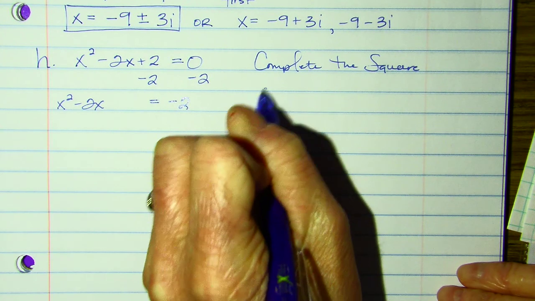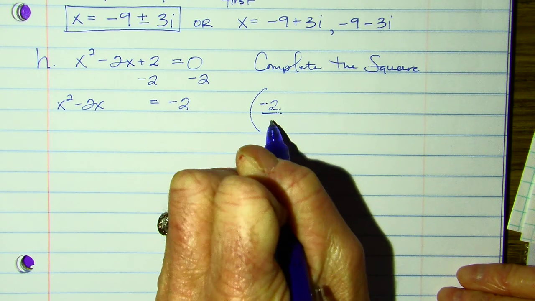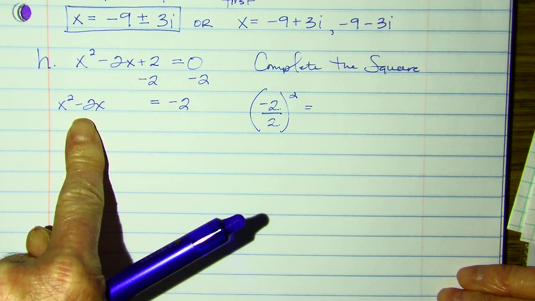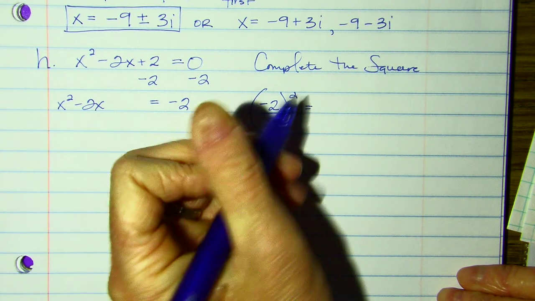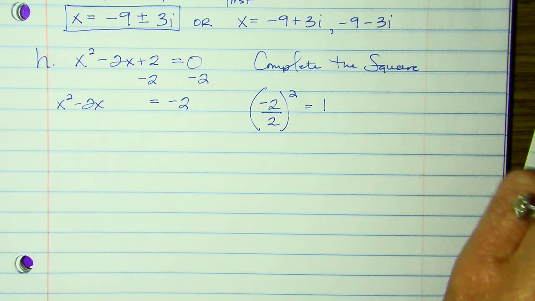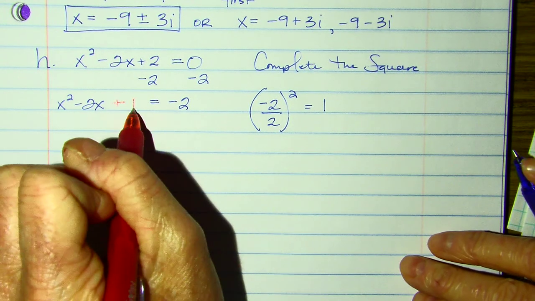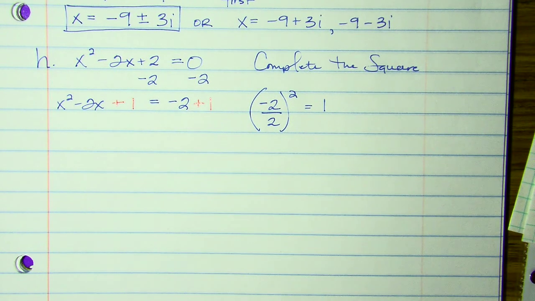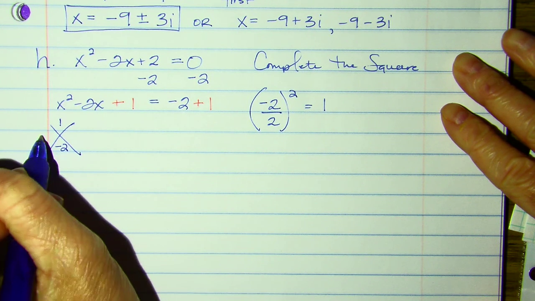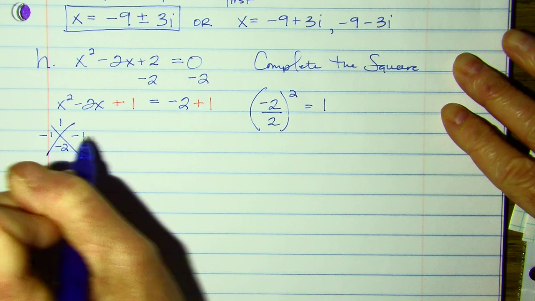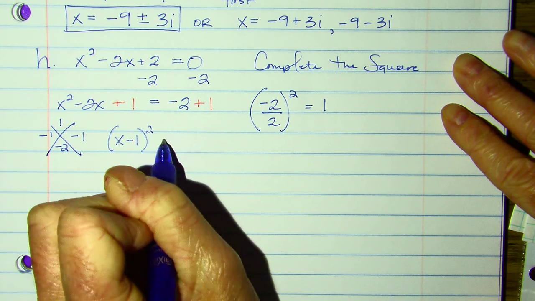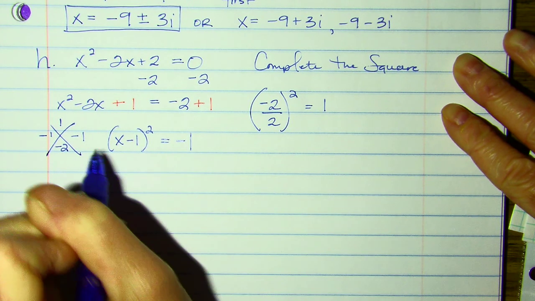I'm going to complete the square by taking the b term divided by 2 and squaring it. So the middle term is -2. -2 divided by 2 is -1. -1 squared is 1. And so that is what I'm adding to each side. Now I can factor this side. I have a 1 and a -2, so my factors are -1 and -1. So x minus 1 squared equals -1.